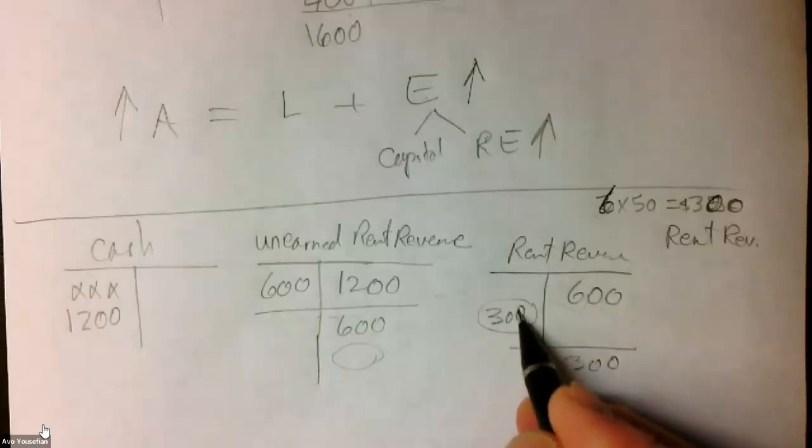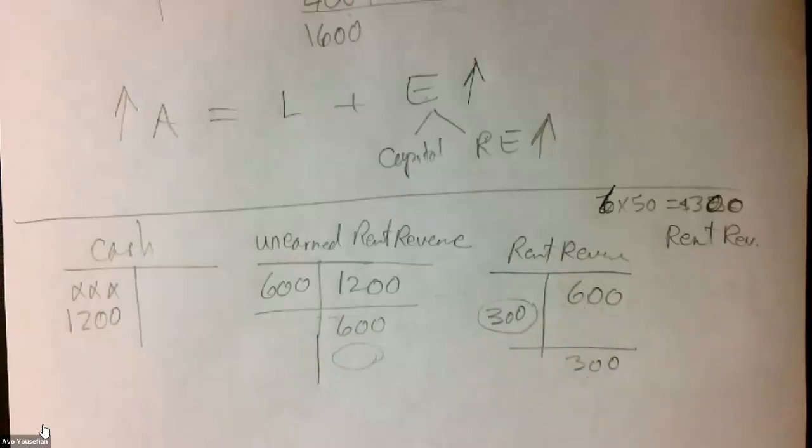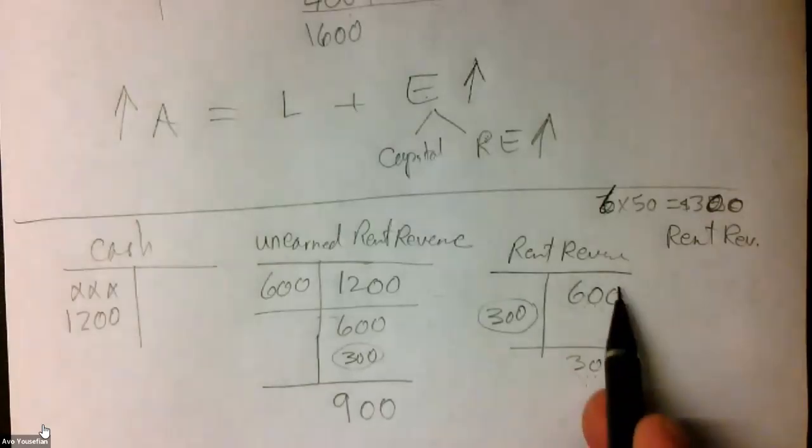So you debit rent revenue by 300 to reduce it to a $300 end balance, and you credit your liability by $300, and your liability will increase to $900. Cool. So by doing this, your unearned revenue goes up, liability goes up, and your rent revenue goes down.